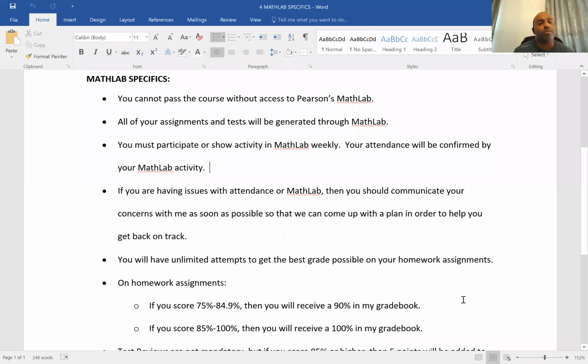I also sent you this one, which is called the MathLab Specifics. Basically, it talks about how we will be using MathLab in the course. Of course, you cannot pass the course without access to MathLab. All the assignments, any tests, or anything that we do will be generated through MathLab. In order to solidify your attendance, you must participate or show activity in MathLab.